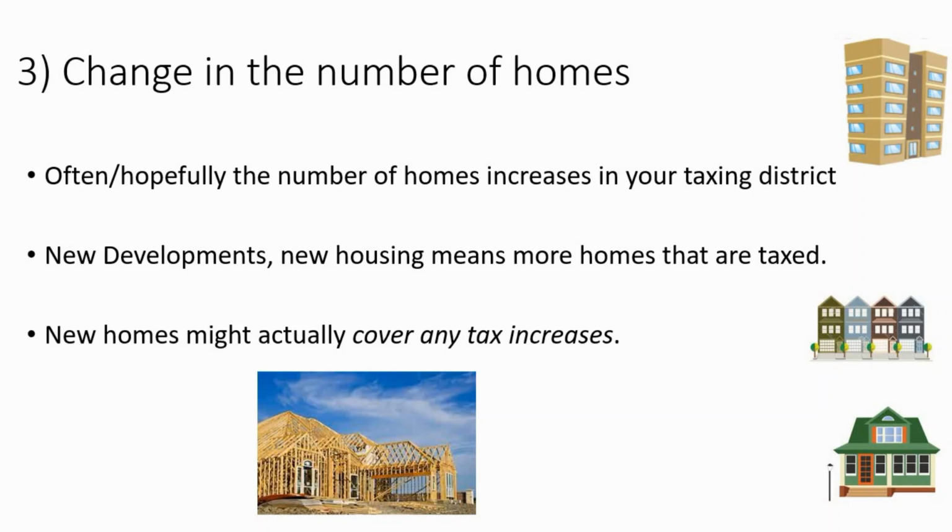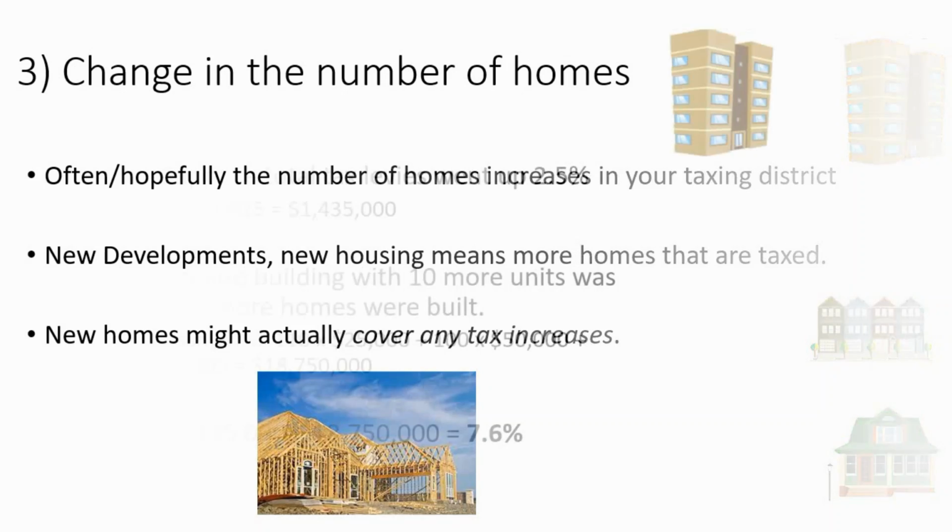Now, another potential way that your tax bill can change is when there is a change in the number of homes within your taxing district. In most cases, especially if you're out in one of the collar counties of Chicago, hopefully the number of homes is actually increasing in your taxing district, such as new developments, new condo towers, new apartments, those types of things. Now, new homes might actually cover any particular tax increases, and we'll show you how that's done.